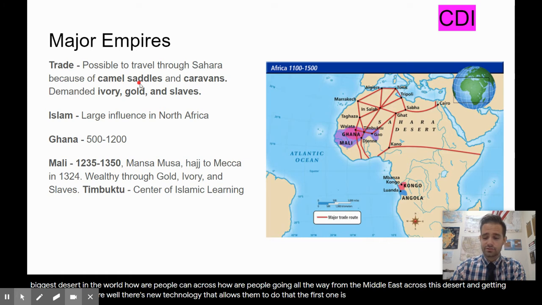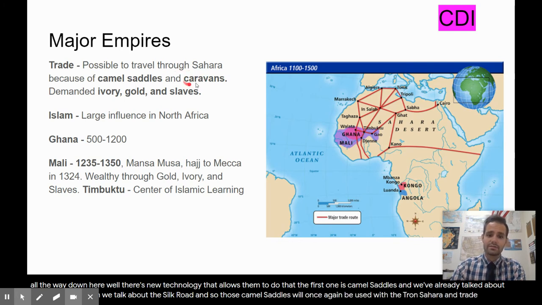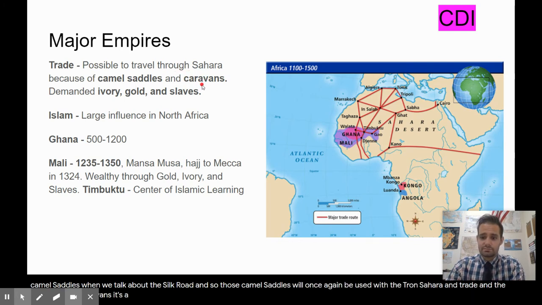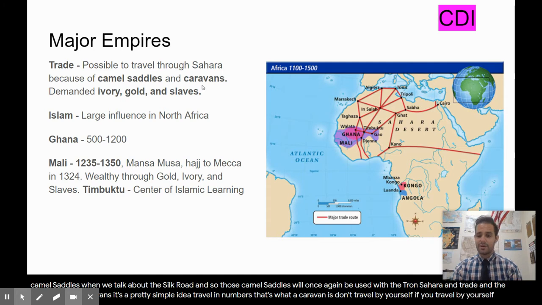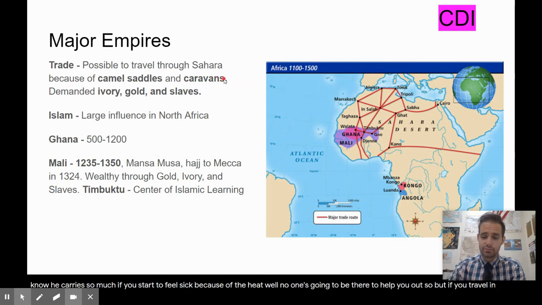The first one is camel saddles, and we've already talked about camel saddles when we talked about the Silk Road, and so those camel saddles will once again be used with the Trans-Saharan trade. And the second one is caravans. It's a pretty simple idea. Travel in numbers. That's what a caravan is. Don't travel by yourself. If you travel by yourself, you only carry so much. If you start to feel sick because of the heat, well, no one's going to be there to help you out. But if you travel in numbers, you can protect yourself.